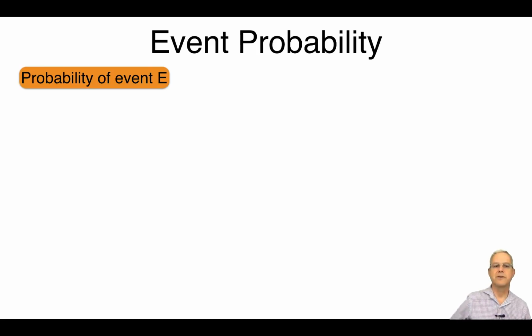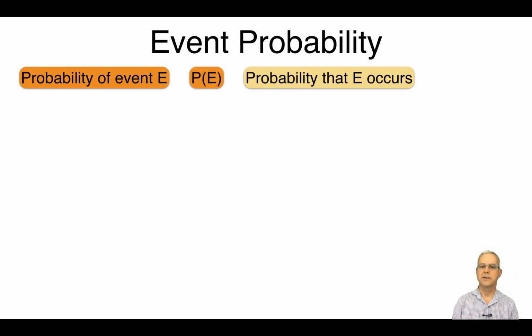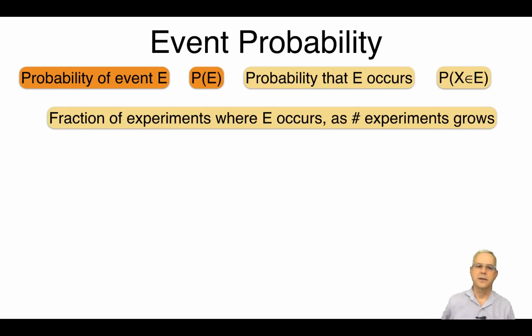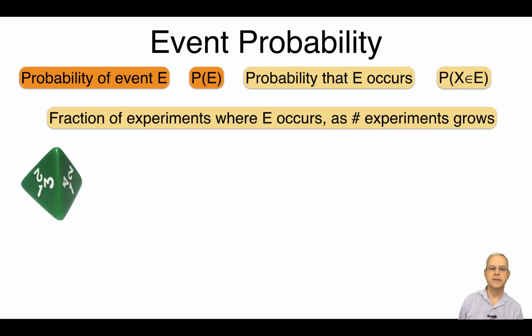So the probability of an event E, which we'll denote by P of E, is just the probability that the event occurs, namely that the outcome belongs to the event. The probability that the random outcome X belongs to this event E. Okay. And as before, we're going to define it to be the fraction of experiments where it occurs as the number of experiments grows. Okay, so here is the tetrahedral die.